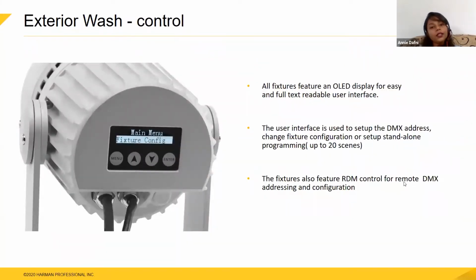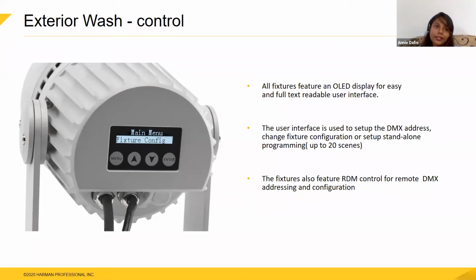Okay. The exterior wash also comes with an OLED display at the back of the fixture, which can be used for setting up the DMX addresses or changing the fixture configuration. And you can also use them for standalone programming. So you can set up to 20 scenes at the back of the fixture. And these fixtures are also DMX as well as RDM compliant.